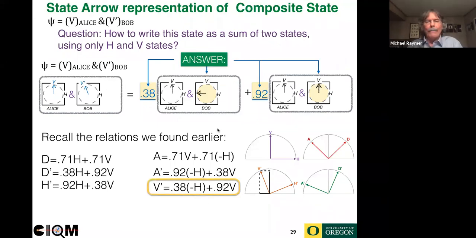And yeah, there it is. I put the order differently than what was on Jamboard, but 0.38 minus H, that's this one, and then 0.92 plus V, that's this one. Given this state, what's the probability that both Alice and Bob will observe V? I'll let you think about that since I don't have a Zoom poll for that.